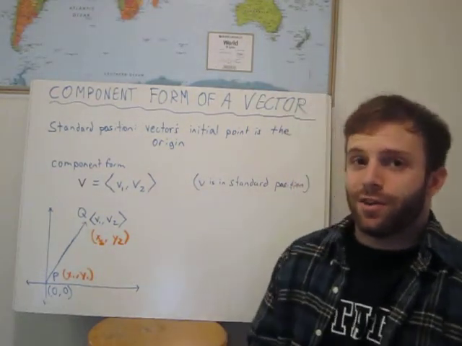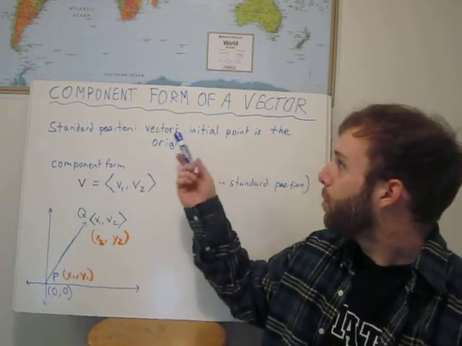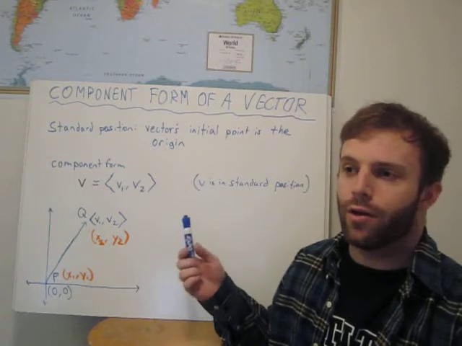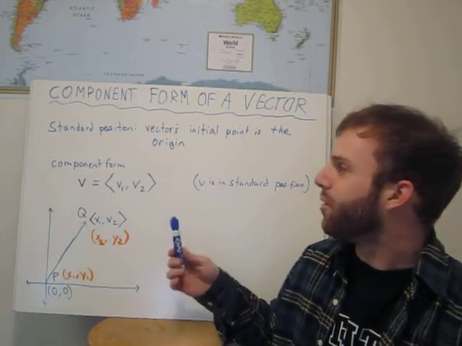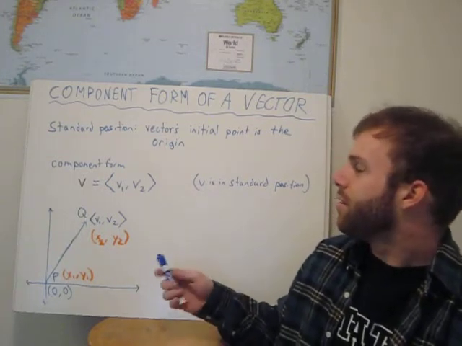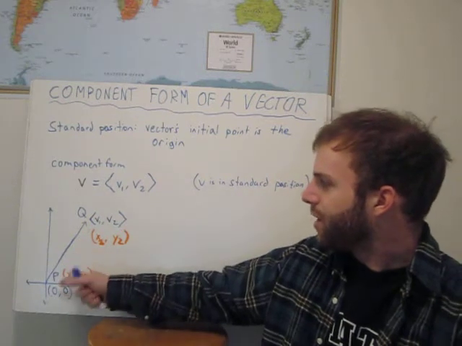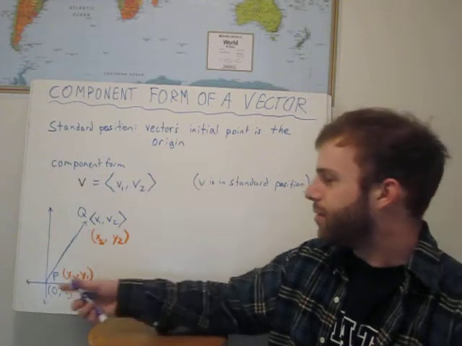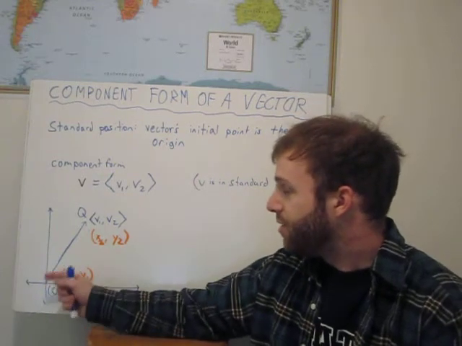Now that we know what a vector is, we're going to take a look at component form of a vector. So we want to know how to represent this on the plane and how to write it out. You can see down here we've got a vector in standard position, where the vector's initial point is at the origin, 0, 0.